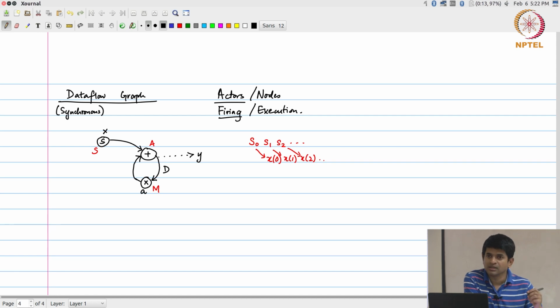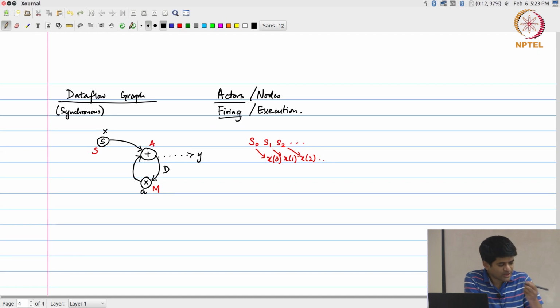Now, what does a token look like, and how do you determine whether an actor is ready to fire or not? For the source, S, it does not need any tokens for the simple reason that it does not have any inputs. So the assumption is that a source that does not have any inputs is always ready to fire. But among the two other actors, A and M, the question becomes which one is ready to fire, and how do I decide that?